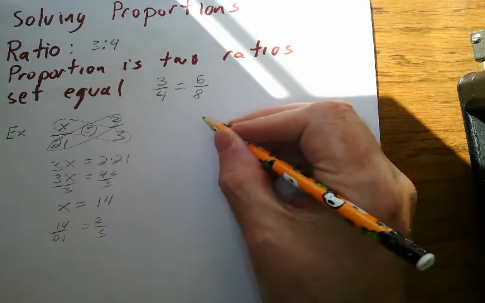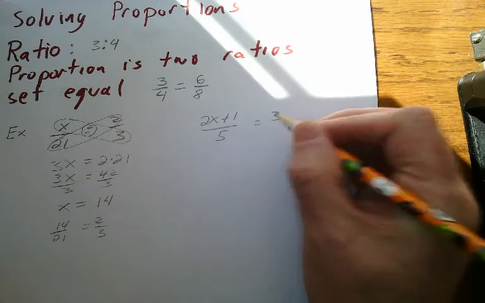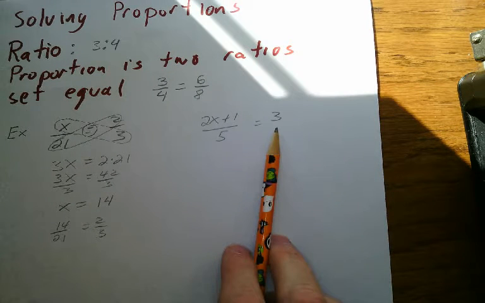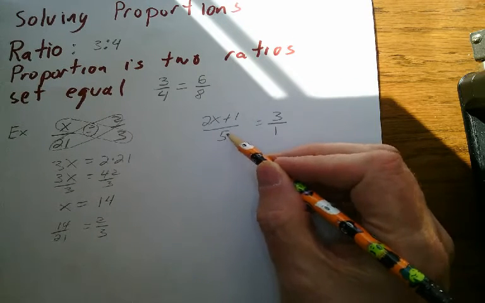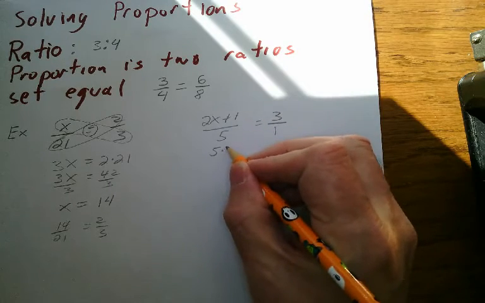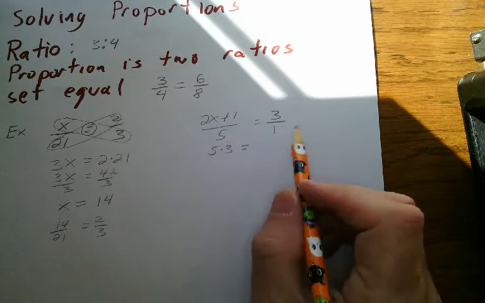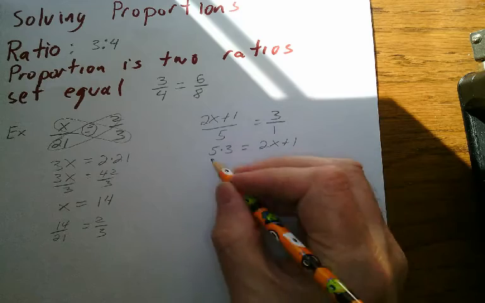Let's do another one. 2x plus 1 over 5 equals 3. Well, at first you may think this isn't a proportion because that doesn't look like a ratio, right? However, the number 3 is the same as the number 3 over 1. You can put 1 under any integer, and now it is a proportion. So if I cross multiply, I get 5 times 3, which is 15. You could have written down 15 if you wanted. And 2x plus 1 times 1. Well, anything times 1 is just itself, so it's 2x plus 1.